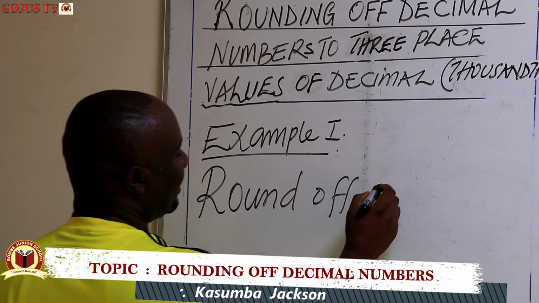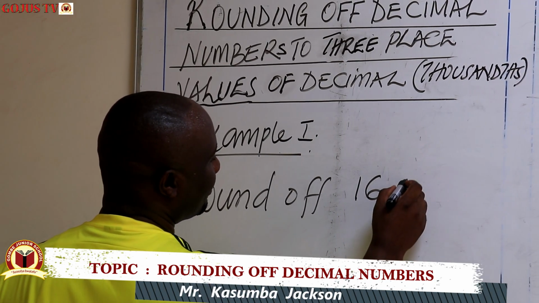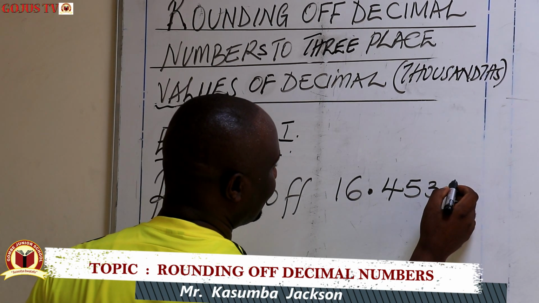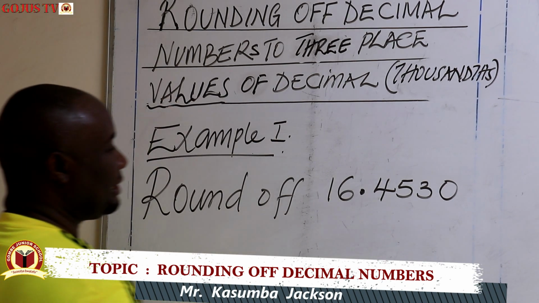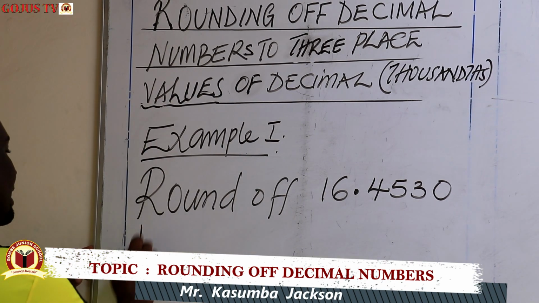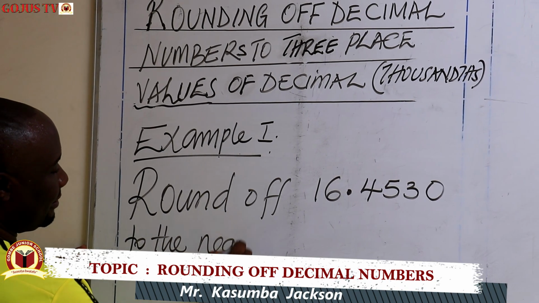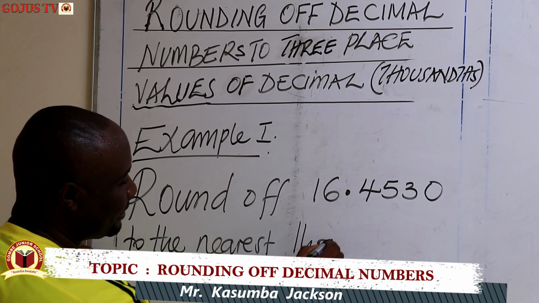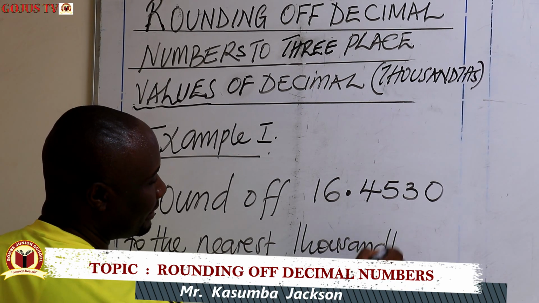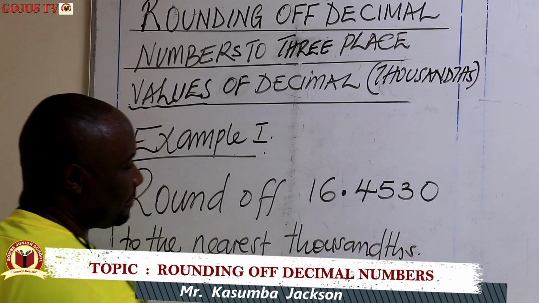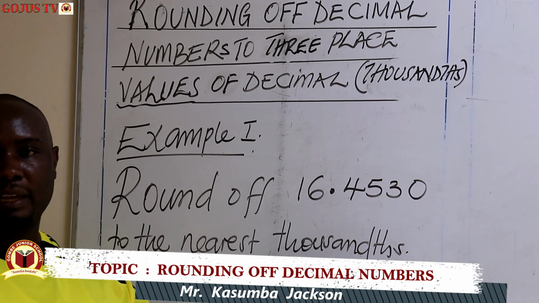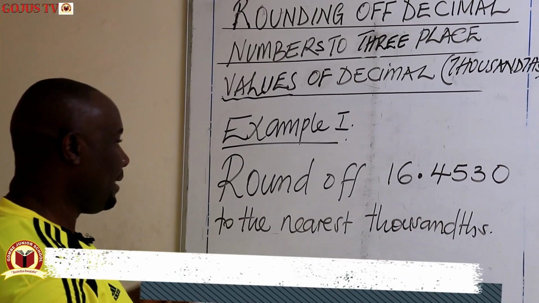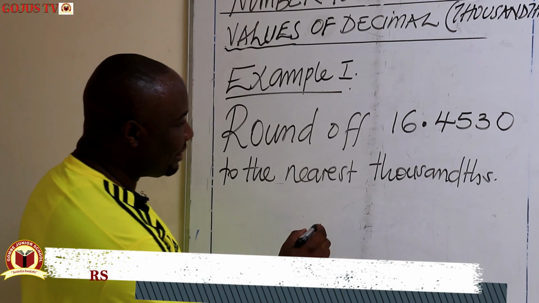off 16.45630 to the nearest thousandths. All place values are denoted with S at the end: tens, hundreds, ones, tenths, thousandths, so the S must be there. So when given such a number, we have to consider the place values in place.